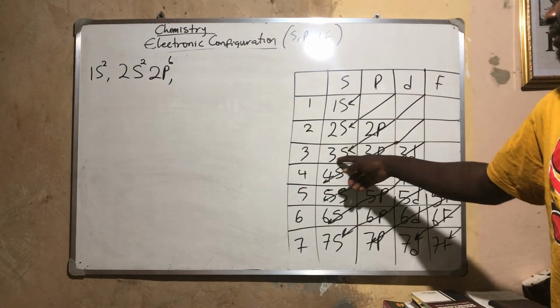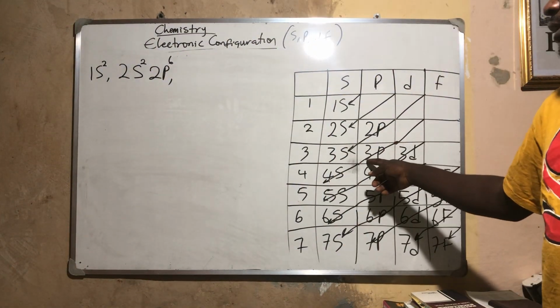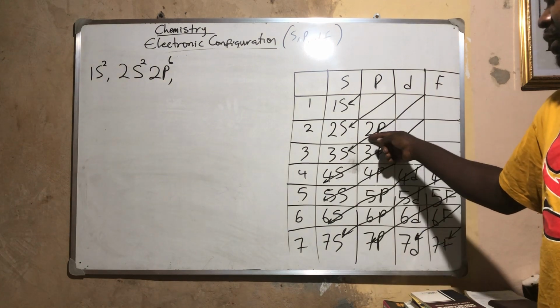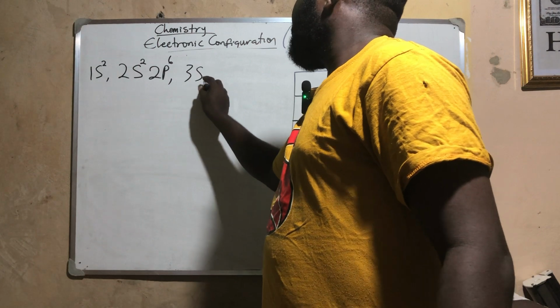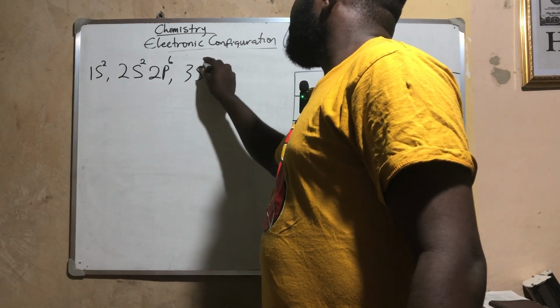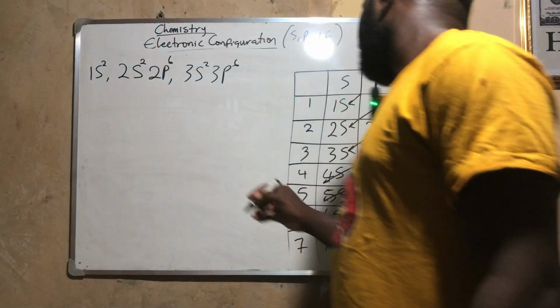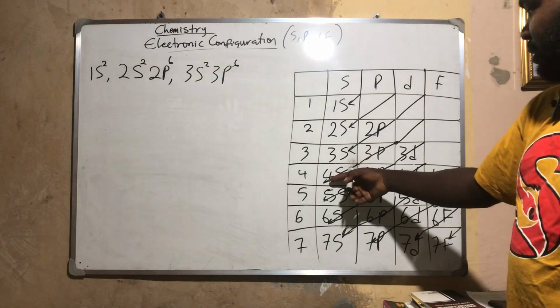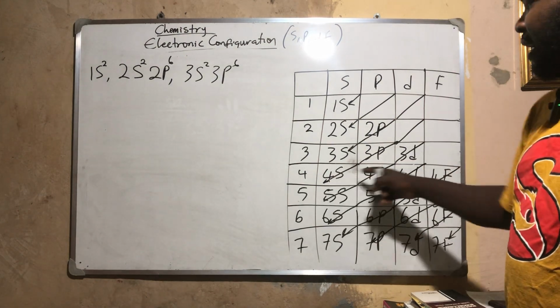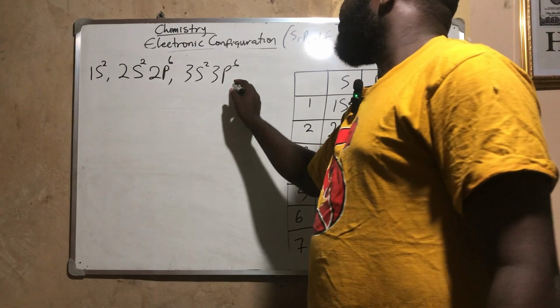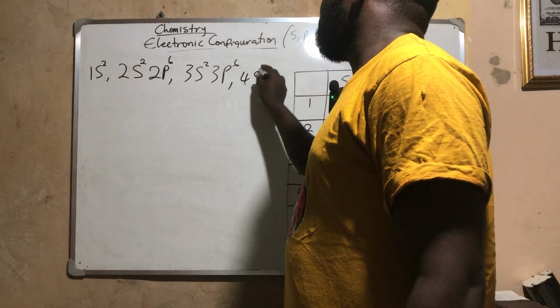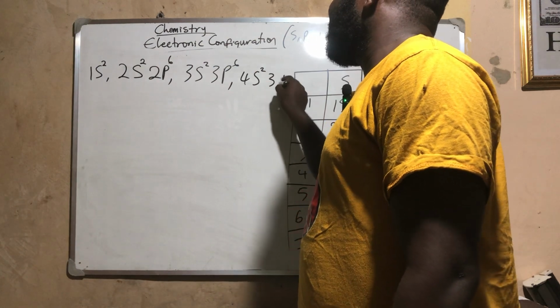After 3S, I have what? 3P. Okay. So after 2P, I have 3S before I have 3P. So I have what? 3S and what? 3P. So this is 2 and 6. All right. So I'm done like this. So I move again. After the 4S, guess who I met? I met 3D. So after 4S, the next person you should write is 3D10.